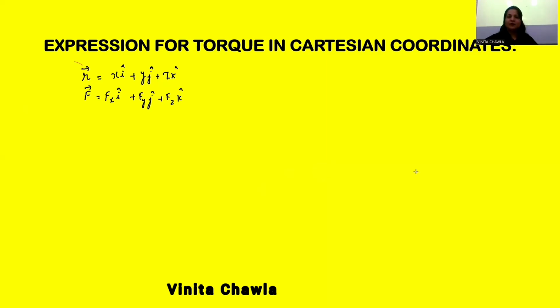particle lying in the xy plane. Consider a particle lying in the xy plane. This is the x-axis, this is the origin, and this is your y-axis. And we have a particle here at some point P. And the position vector of this particle from the origin, we can take the position vector, it's vector r.